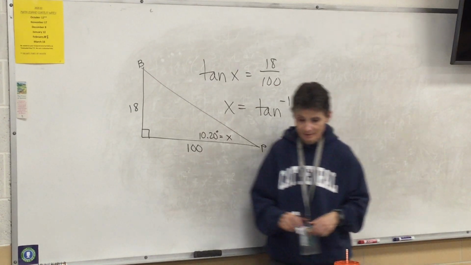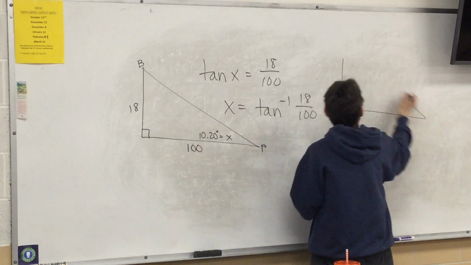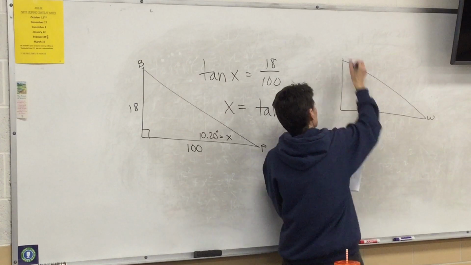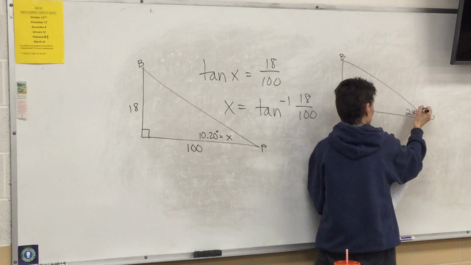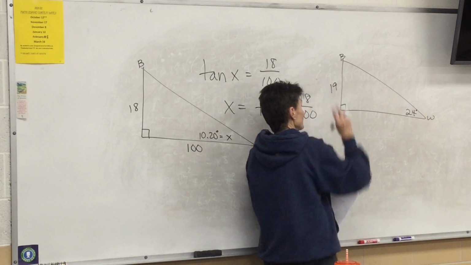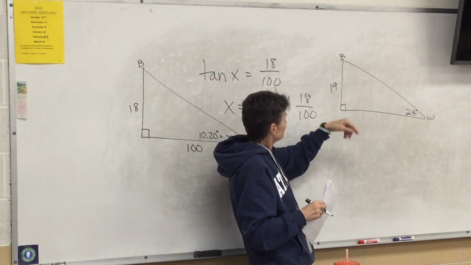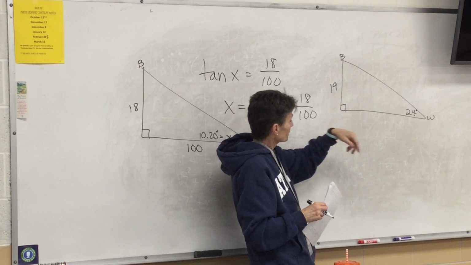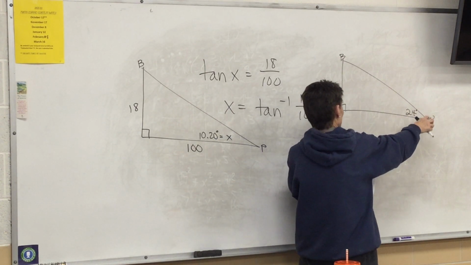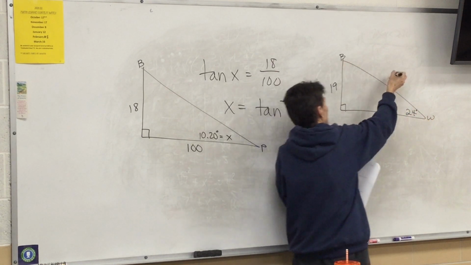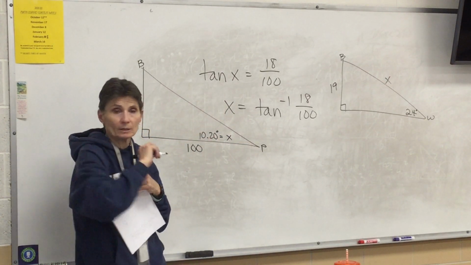Okay? That's easy. We did those already. Let's do the next one. Find the distance from a worm on the ground to a bird in the top of a tree if the bird's angle of depression is 24 degrees and the tree is 19 feet tall. So here's the bird looking down at the worm, or the worm's looking up at the bird, whatever. The tree is 19 feet tall. The angle's 24, and I'm looking for the distance from the worm to the bird. So that's x.